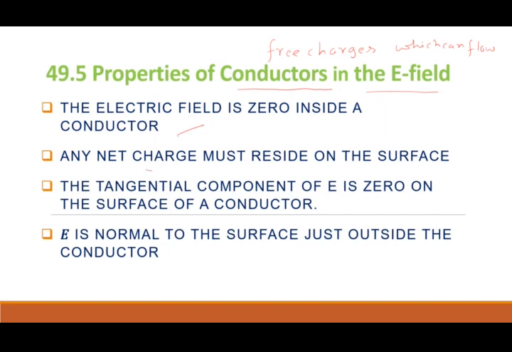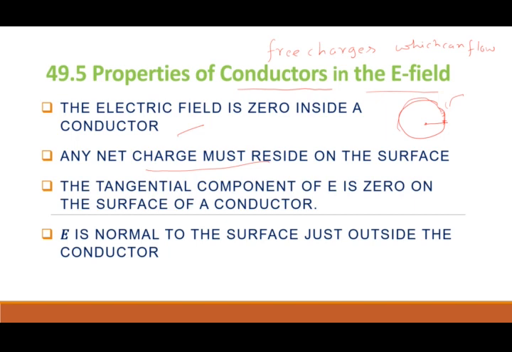Any net charge must reside on the surface, because if charges are inside, then electric field is present, which means they will be drifted. After coming here, they cannot leave the material, therefore they will stay here. In the presence of electric field, charges will stay on the surface, any net charge. That means if you add an extra 1 coulomb, it must stay on the surface only, not in the interior.